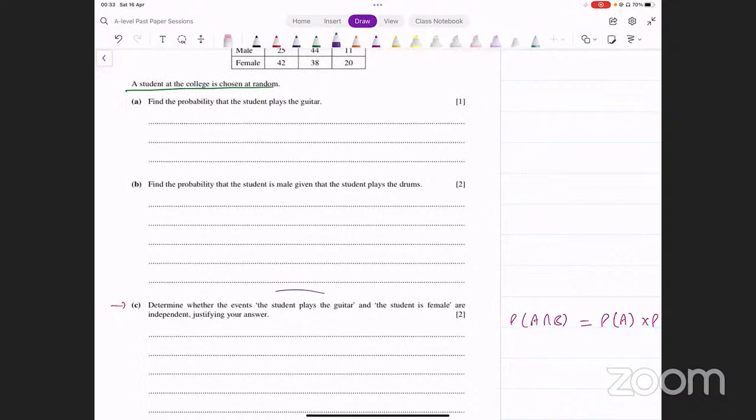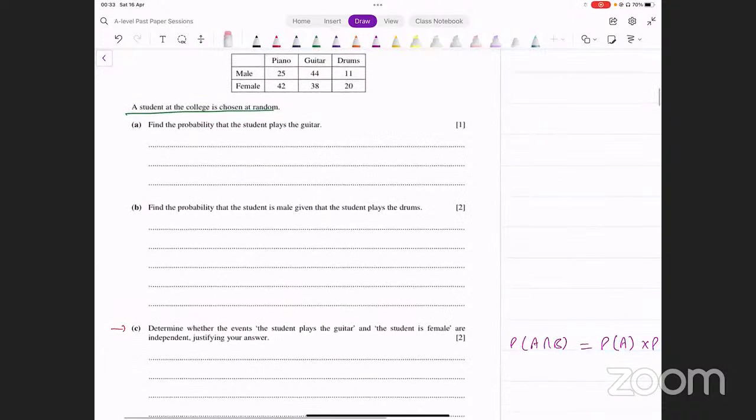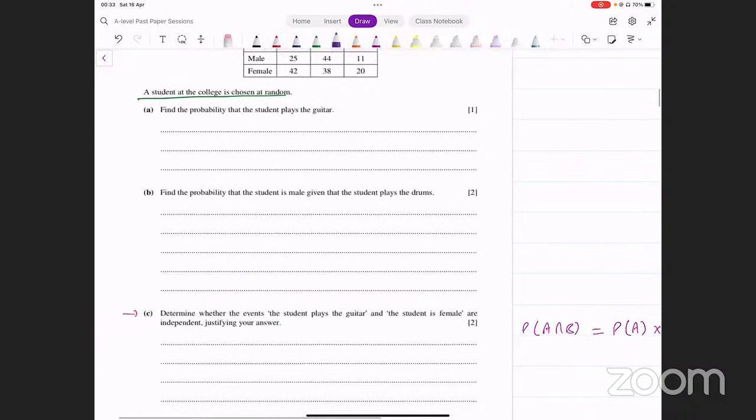Event A here is: student plays the guitar. We can represent that with letter G. So we can say probability of G, and the other event is being female, intersection female. One thing we have to calculate is this, and the other is probability of G multiplied by probability of F. You have to calculate these two things separately, and figure out whether they come out to be equal or not. If they are equal then the events are independent; if not equal, they are not independent.